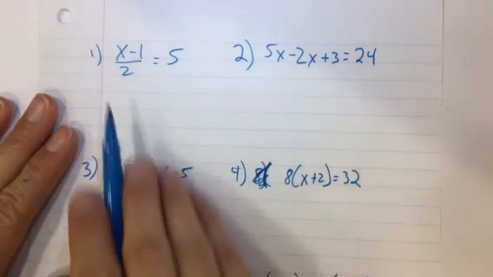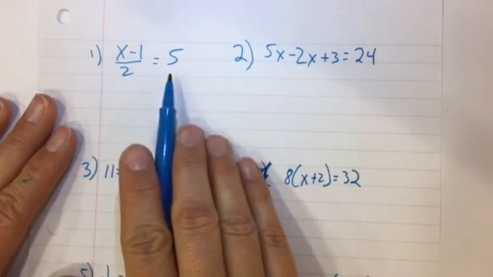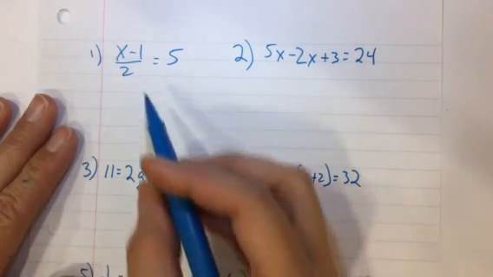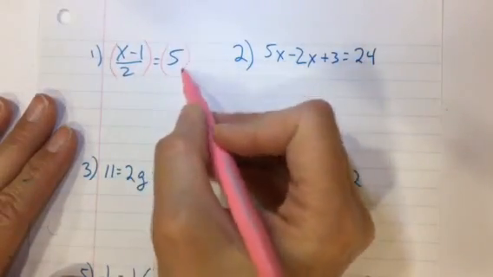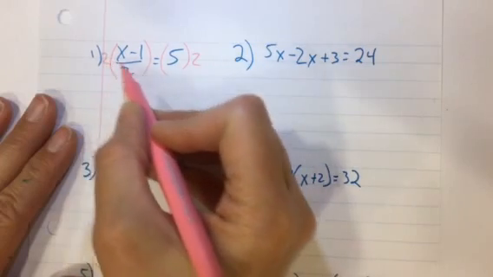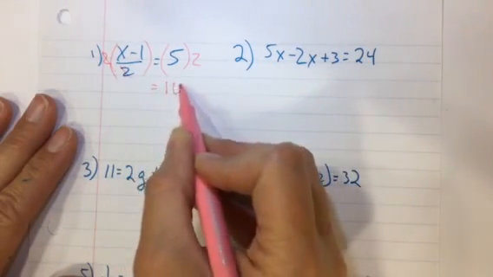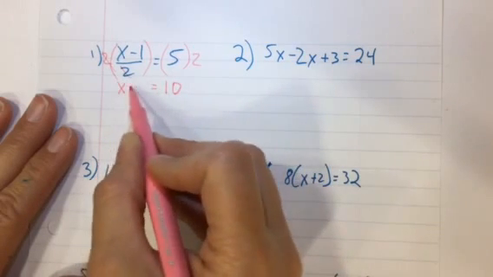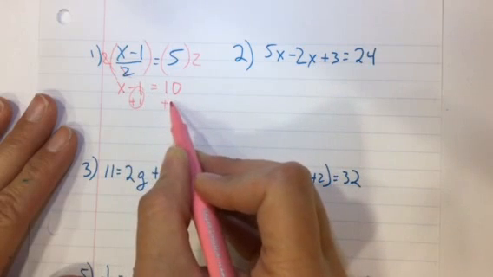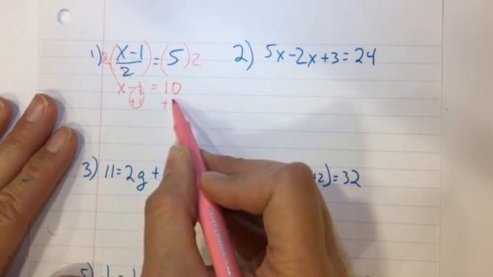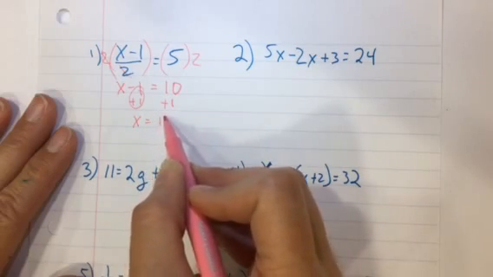So number 1 is (x minus 1) over 2 equals 5. Well, we're going to multiply both sides by 2 in order to get the 2 out of the denominator. So that cancels. This equals 10, and x minus 1 remains here. We add 1 to zero the constant, and x equals 11.